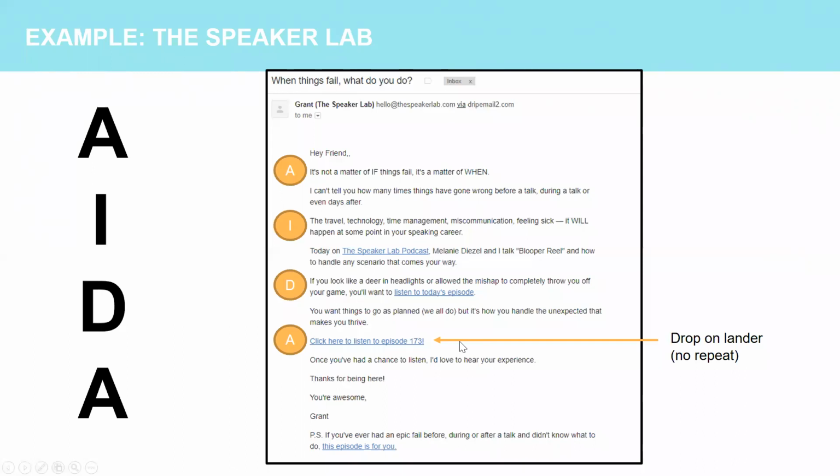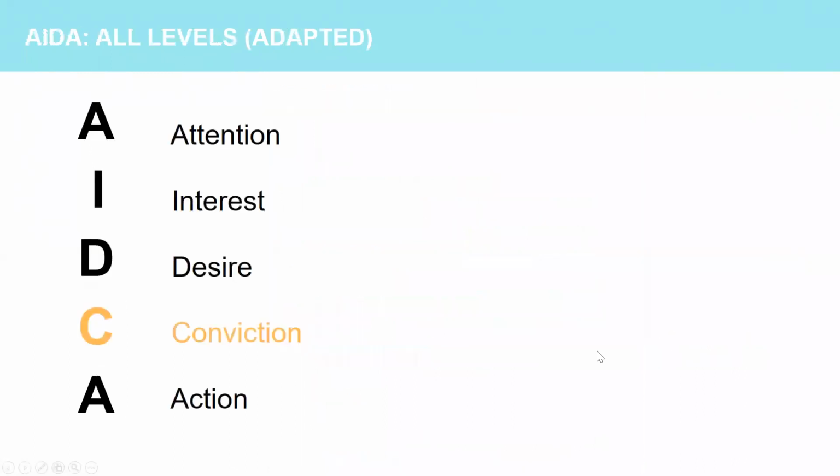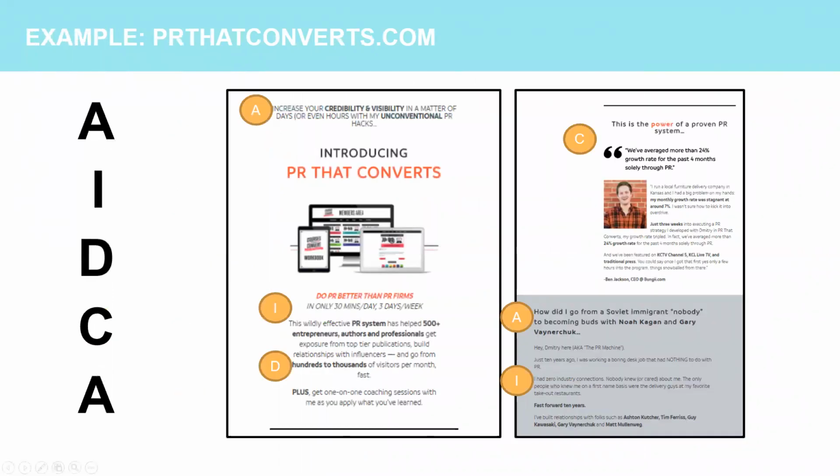There's also a slight variant on AIDA called AIDCA. So adding conviction. And conviction is essentially just adding some social proof, giving them more reasons to believe that you're credible. So here's a page, PR That Converts, that I had the privilege of working on with Kira Hug, fantastic copywriter in her own right.